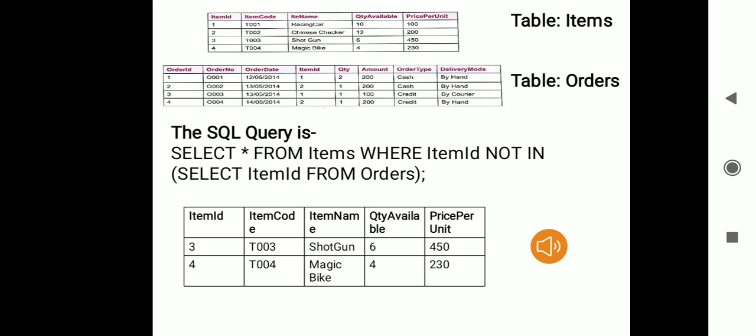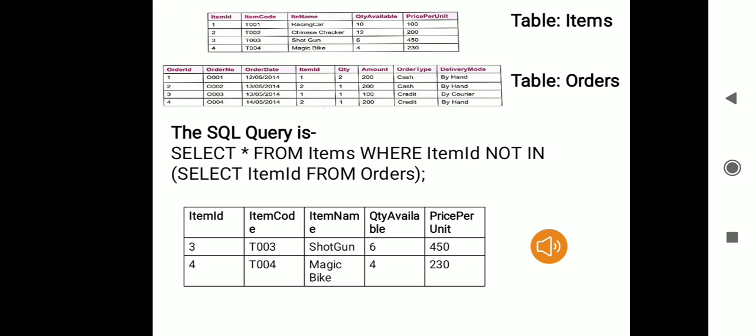Now if you see the query select star from items where item ID not in, in place of the subquery, you get the values 1 and 2. So the query becomes select star from items where item ID not in the list 1 and 2. This means all the details of the items table will be extracted, but with item ID not as 1 and 2.